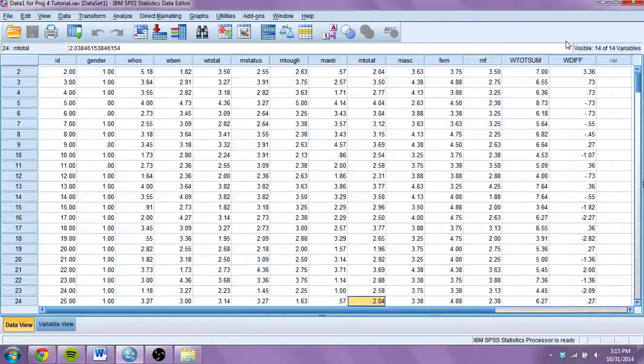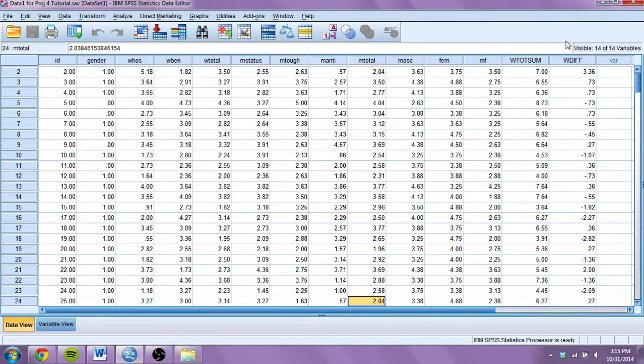Hi everyone, this is a tutorial on how to complete numbers 2 and 3 for project number 4 for Size 608. So number 2 asks you to do a one sample t-test for FEM against a model saying that the true mean of FEM is 4 and against the model that says the mean is truly 4.1, and then to figure out which of those two models provides the best fit. So I'm going to show you how to do that.